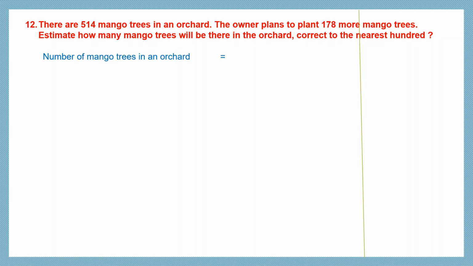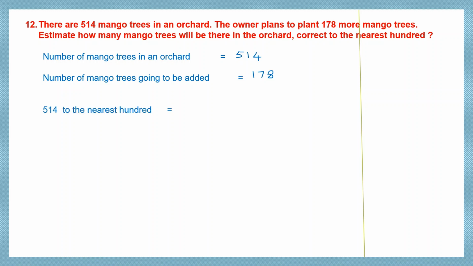So let's begin. Number of mango trees in an orchard is 514. Now, number of mango trees that are going to be added will be 178. Now, we have to round off these two numbers to the nearest 100. So, 514 to the nearest 100. Underline the digit in the hundreds place. The digit to its right is less than 5. So, the underlined digit will remain the same. 5 followed by 2 zeros. So when you round off 514 to the nearest 100, you get 500.